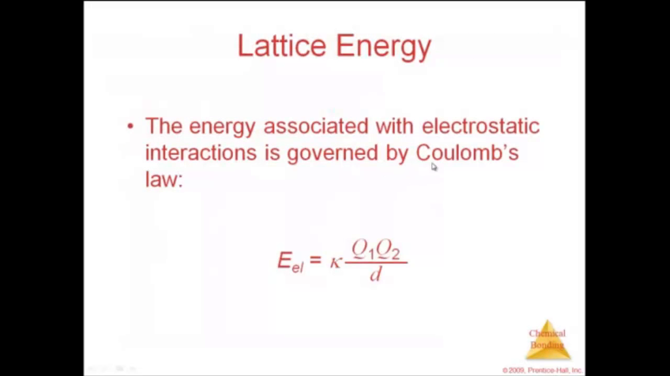So this energy is associated with Coulomb's law. If you remember electrostatic energy, there's some constant, and it's Q1, Q2. Those are the charges, right? Charge on the positive, charge on the negative, divided by D, which is the distance between them. Okay, so this is why if this is a +1, -1, this is going to be a smaller electrostatic energy than if this was a +2, -2, right?